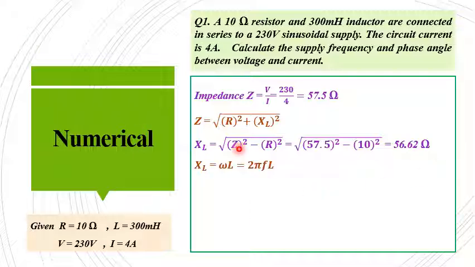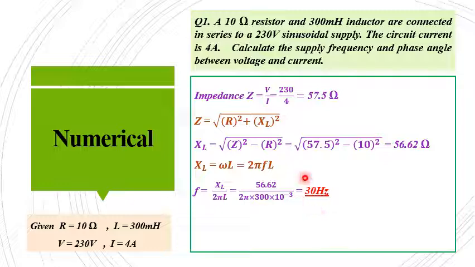Now the XL is omega into L, where omega is 2 pi F L. So if we are able to find the inductive reactance value, we can find the supply frequency F of the circuit. From the above equation, we will be getting F as XL by 2 pi L. Substituting, we will be getting the frequency as 30 Hertz. All the values are given in the question. So we got the supply frequency.